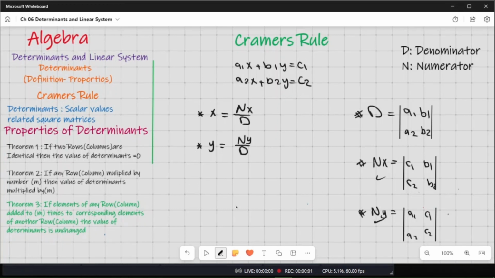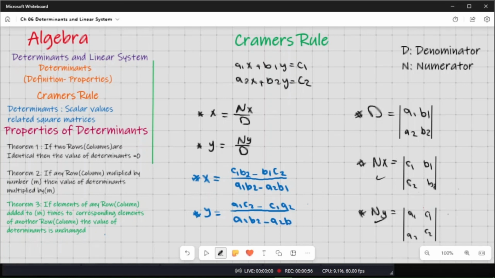So from here, x will be equal to the value of nx, c1 b2 minus b1 c2, by the value of denominator d, here a1 b2 minus a2 b1, and y equal to a1 c2 minus c1 a2 by a1 b2 minus a2 b1.